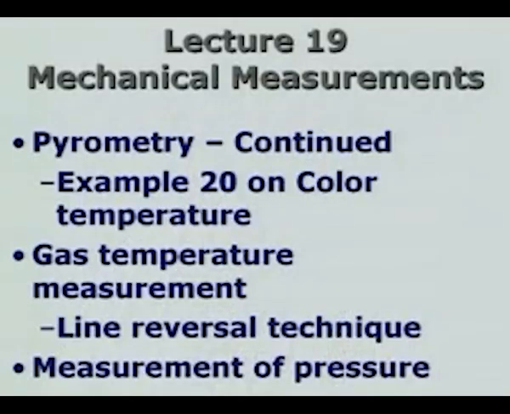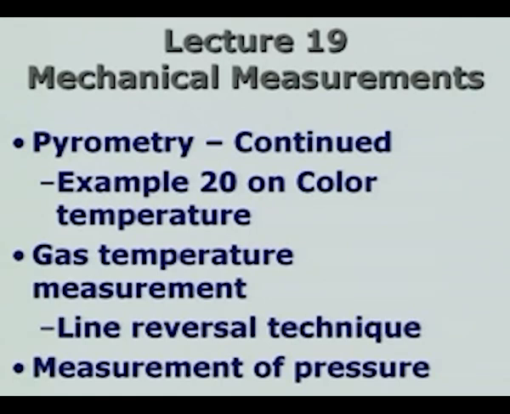This will be lecture number 19, ongoing series on mechanical measurements. Towards the end of the last lecture, we were looking at the color pyrometer or two color pyrometer, which is one way of measuring the temperature of a hot object which is luminous. That means it is able to give out radiation which can be used for the measurement of temperature. Essentially, it is used for high temperature measurement. So, we will close the discussion with an example which will determine the color temperature given the input data.